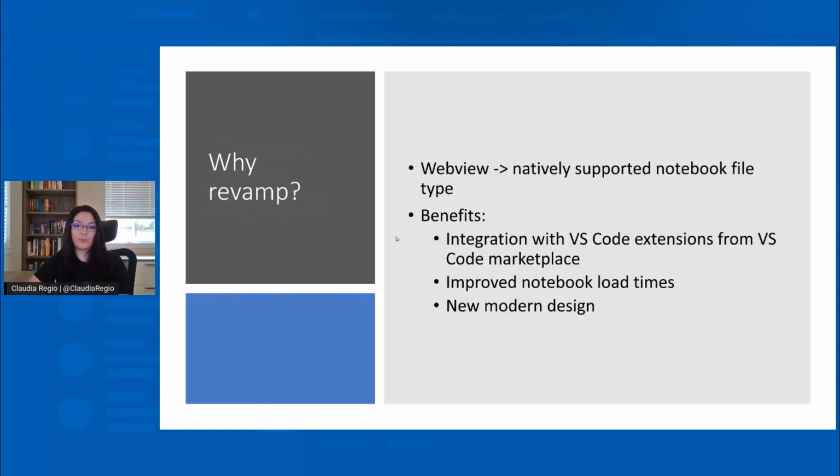For those of you who are familiar with our current implementation in VS Code Stable, you might be asking, why are we revamping? We are moving from a WebView implementation to a natively supported notebook file type implementation. What that means is you will now benefit from the integration of all other VS Code extensions in the VS Code marketplace that you know and love, such as the Vim key bindings or Bracket Colorizer. Those are two very popular ones. You'll also benefit from improved notebook load times, as well as a new modern design.